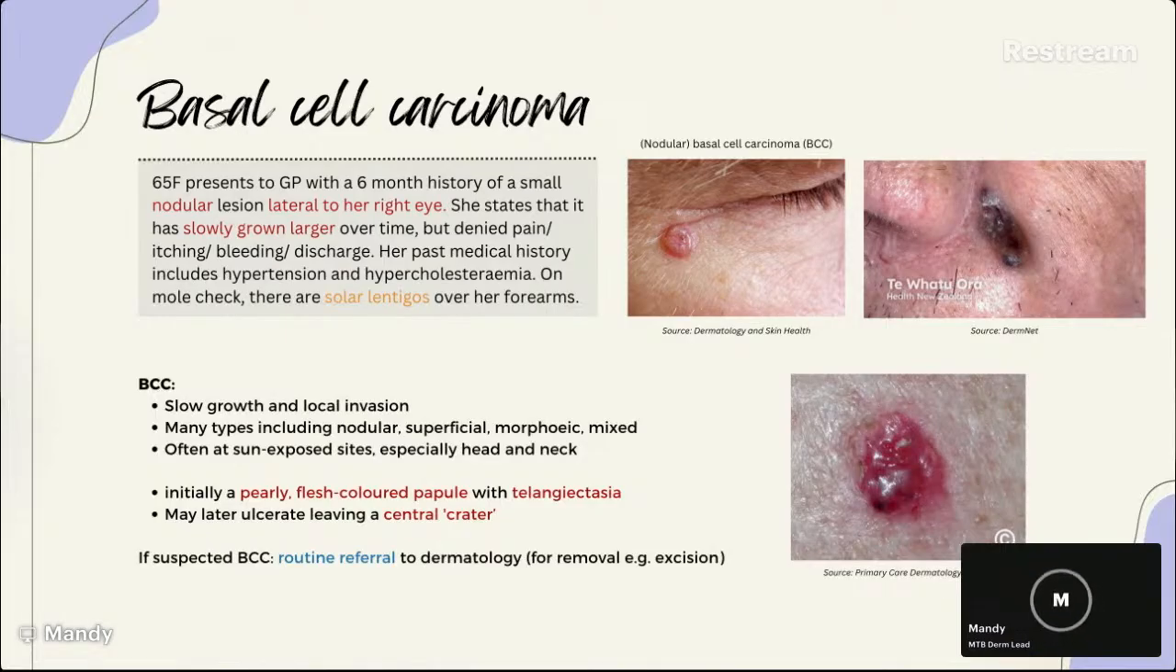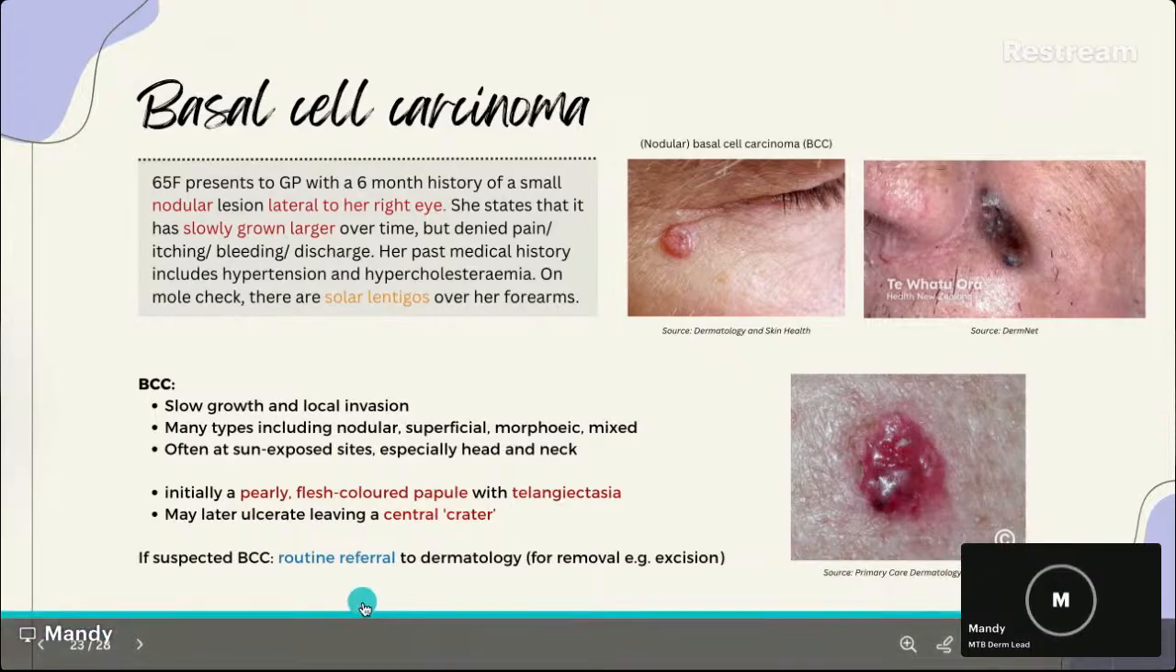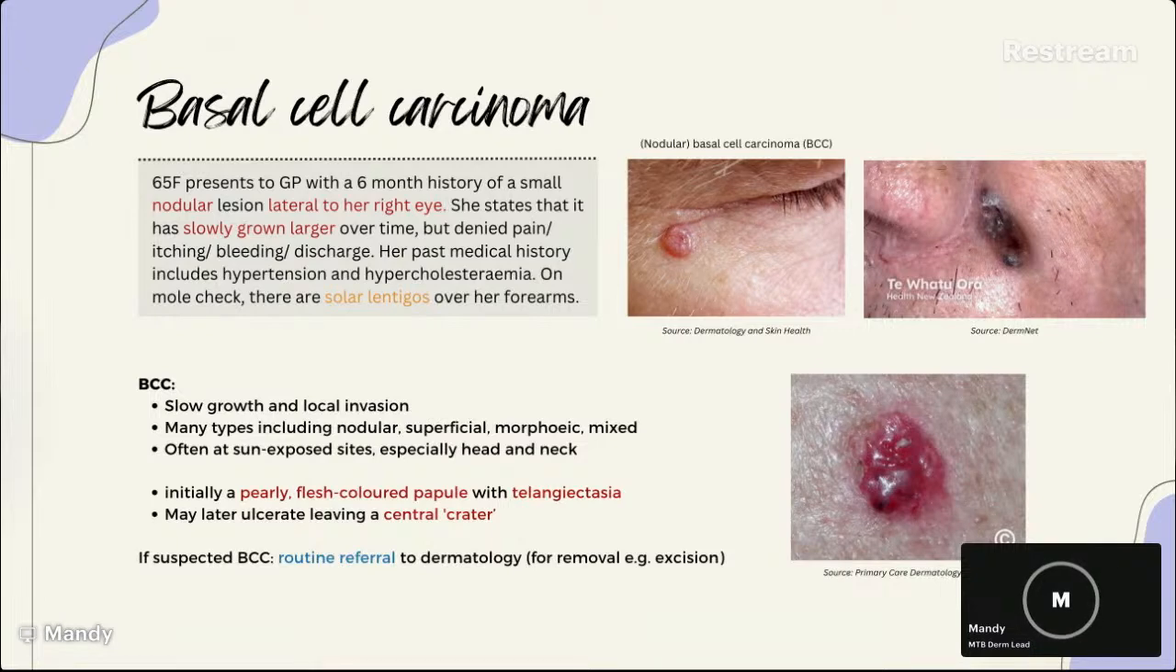Now, how we usually look at a BCC in terms of the features that we see would be initially a pearly flesh-colored papule with telangiectasia, and they can later ulcerate, leaving a central crater. It's not particularly visible, that crater, within the image that we saw for our patient here, but in some of the lesions we do see these. Okay, and of course, if you suspect a BCC, then that would warrant a routine referral to dermatology for removal, such as excision.